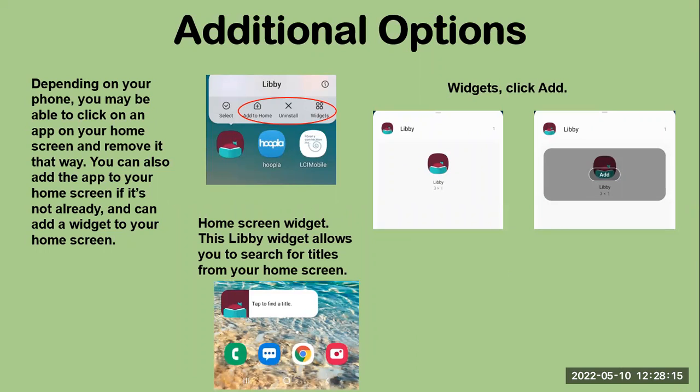Additional options. Depending on your phone, you may be able to click on an app on your home screen and remove it that way. You can also add the app to your home screen if it's not already, and can add a widget to your home screen. You can click Widgets and then click Add. And here's the widget on the home screen. And this is a Libby widget that allows you to search for titles right from your home screen.